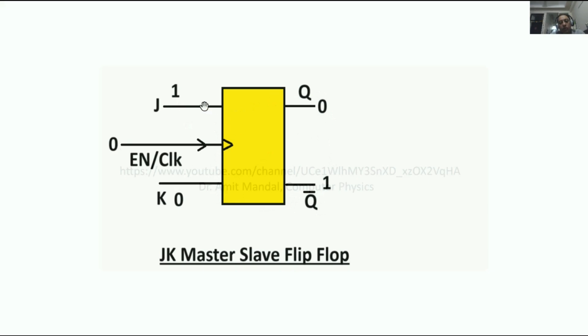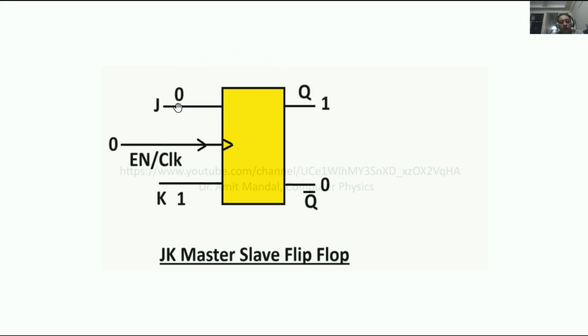If J is 1 and K is 0, and suppose the outputs right now are Q is 0 and Q naught is 1, when a pulse is provided, Q will become equal to J and Q naught will become equal to K. Initially Q was 0 and Q naught was 1. When the clock is provided, Q is 1 and Q naught is 0. So we can say that data is shifting.